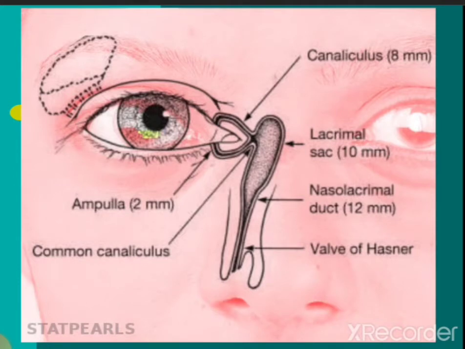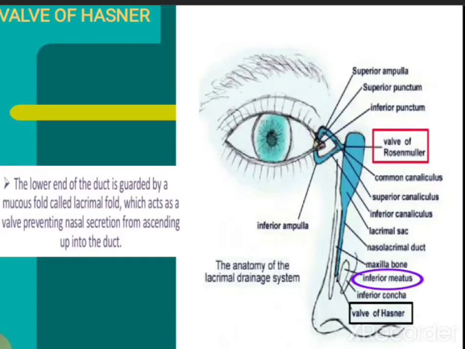This is the nasolacrimal duct, which is 12 millimeters long, and the valve of this nasolacrimal duct is the valve of Hasner. This nasolacrimal duct opens into the inferior meatus, which lies in the nasal cavity. The valve of Hasner at the lower end of the duct is guarded by a mucosal fold, which is known as the lacrimal fold, which acts as a wall preventing the nasal secretion from ascending up into the duct.